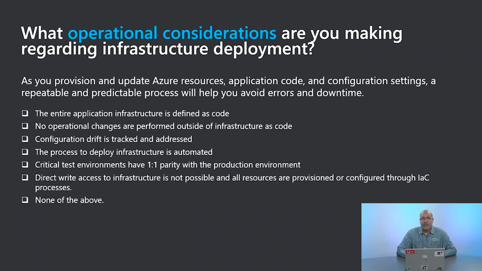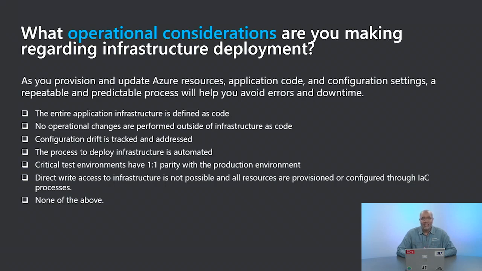Configuration drift is tracked and addressed. By using tools like Terraform, how does the application track and address configuration drift? That's something you want to think about. The process to deploy infrastructure is automated. Is the process to deploy infrastructure automated? Critical test environments have a one-to-one parity with the production environment. Do critical test environments have a one-to-one parity with the production environment?